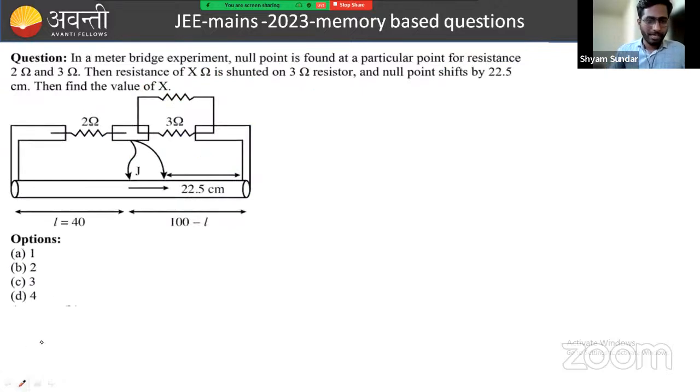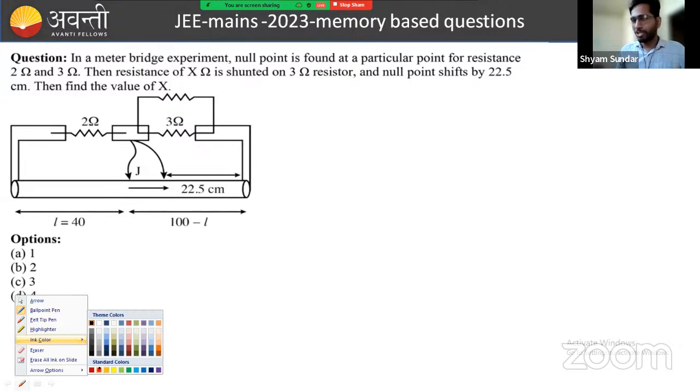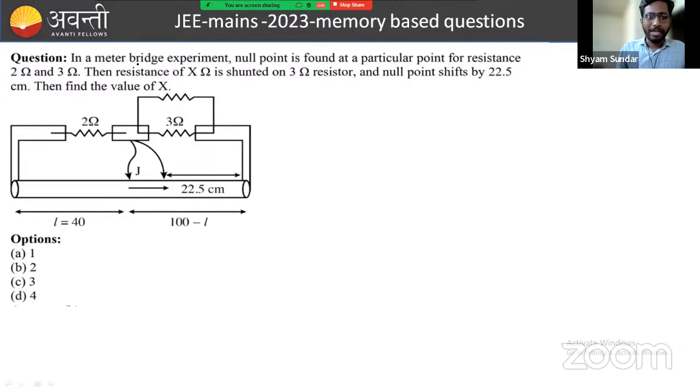Current electricity, you can expect minimum 2 questions. Look here. In a meter bridge experiment, the null point is found at a particular point for resistances 2 ohm and 3 ohm. Initially we connected 2 ohm and 3 ohm, and we get the null point at this point. Then a resistance X ohm is shunted to the 3 ohm resistor. Shunt means we add a small resistance parallelly. Parallel connection here.